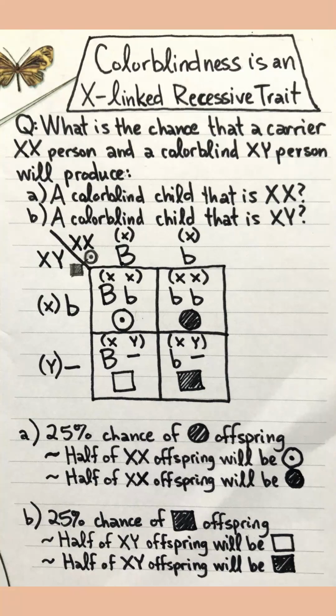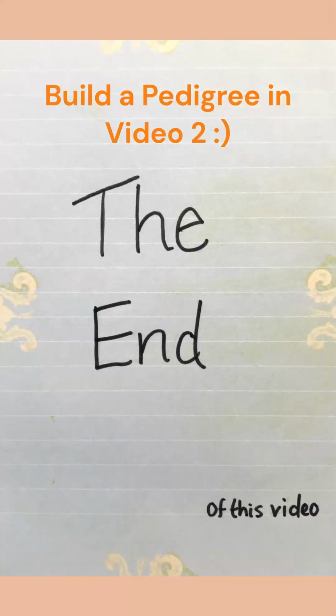Continuing on to B, the question is, what is the percentage of a colorblind child that is XY? We can look at the squares. 1 in 4 of these options is a colorblind XY child. Again, if you look at the percentage chance of an XY child that is colorblind, it will be half. Roughly half of the XY children produced from this union would be regularly sighted and unable to pass this trait on to their offspring in the future.